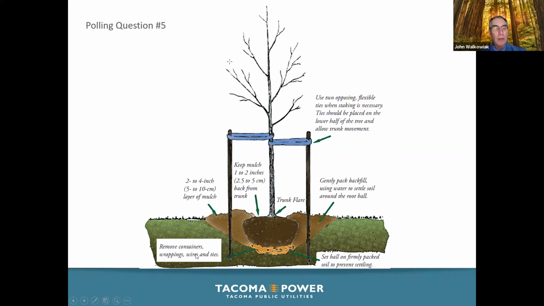And then you want to remove any of the containers, the wrappings, the wires, the ties, all those things. And do you really need to stake? It really depends on where your tree is. If it's an area where it could be windy or it could be damaged by maybe bicyclists or others, you may want to stake it just for protection. And you want to use flexible types of ties. Okay? And there are many available.